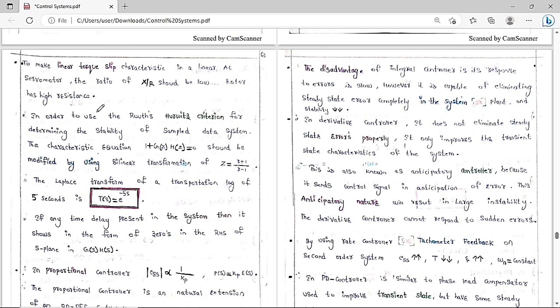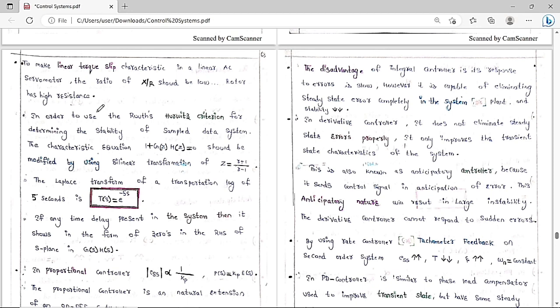The next point is, in order to use the Routh-Hurwitz criteria for determining the stability of the sampled data system, the characteristic equation 1 plus G(z)H(z) equal to 0 should be modified by using the bilinear transformation z equal to (r plus 1) by (r minus 1). This is basically for the discrete time system. For the sampled data system, the characteristic equation is 1 plus G(z)H(z) equal to 0, and the bilinear transformation formula is z equal to (r plus 1) by (r minus 1).